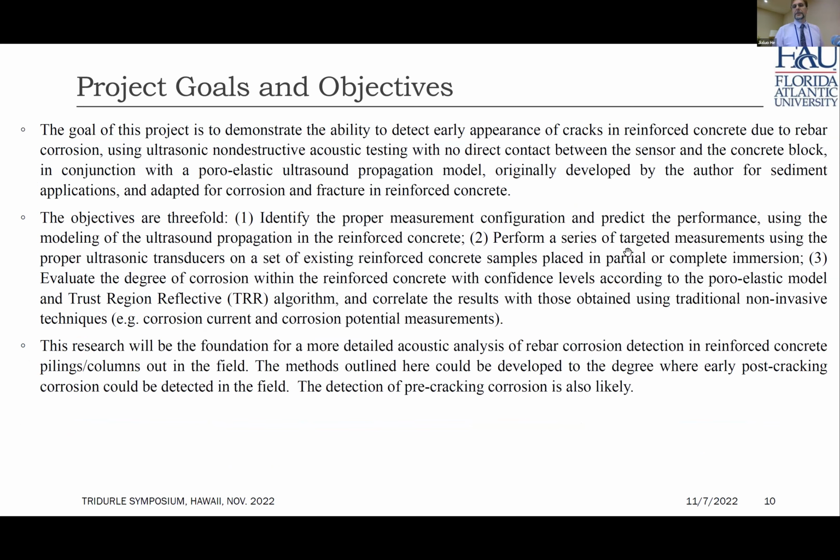Two, perform a series of targeted measurements using the proper ultrasonic transducer on a set of existing reinforced concrete samples. And three, evaluate the degree of corrosion within the reinforced concrete with a confidence level according to the Poro-Elastic model and TRR algorithm. And then we want to correlate these to other measurements, like the electric potential measurement that Dr. Preswell actually performs in his lab.